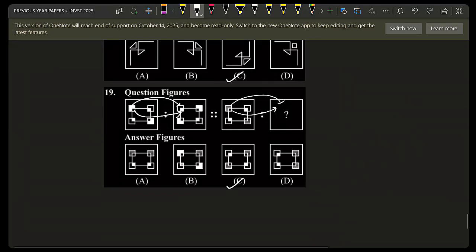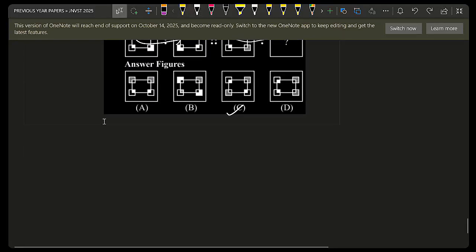Aditi? Sir, can you explain the 19th one again? 19th one, you can see this. So this part is shaded, but in the second figure it became unshaded, right? Yes, sir. Similarly, this part is unshaded, and in the second figure it is shaded. That means shaded and unshaded parts are exchanging. So the same thing we apply to the third figure, and we are going to get option C.